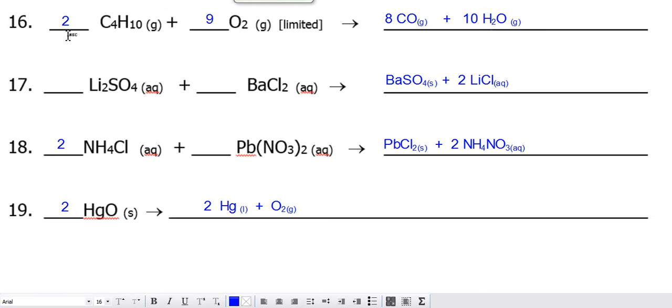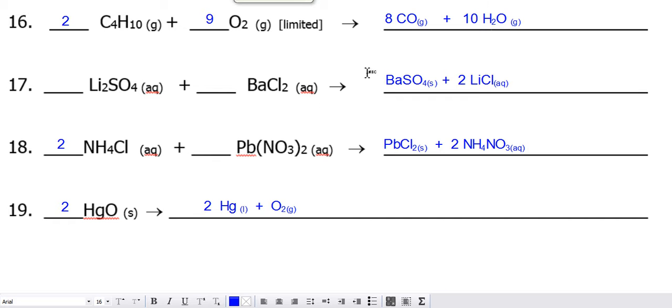Here we have an incomplete combustion because oxygen's limited, so I make carbon monoxide and water. Instead of carbon dioxide, we make carbon monoxide because it's limited. And this water is a gas because we're burning, it's super hot.